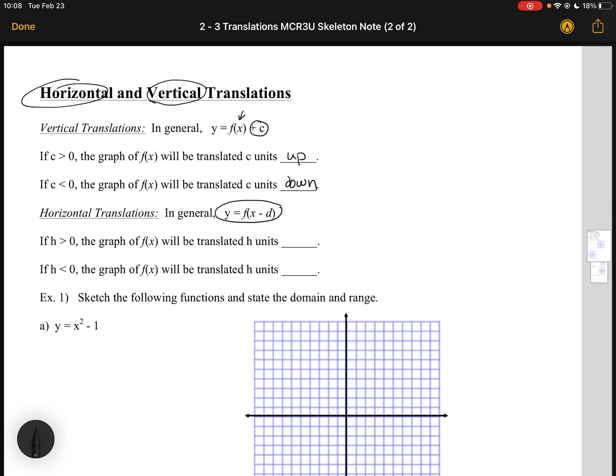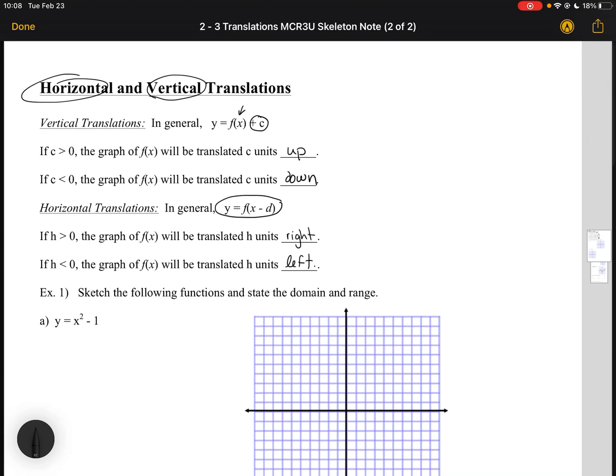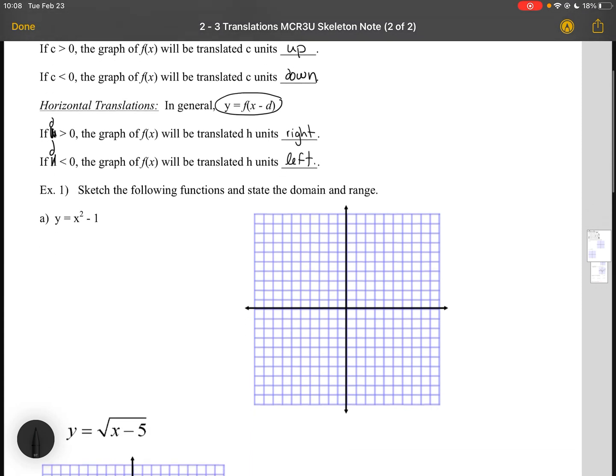Now for the horizontal translations, in general, we have this expression here. So y equals f at x minus d. If d is greater than 0, the graph of f at x is going to be translated d units to the right. If d is less than 0, the graph of f at x is going to be translated d units to the left. So let's change this to d because d is what we use here. And let's take a look at some examples here to see how that works.